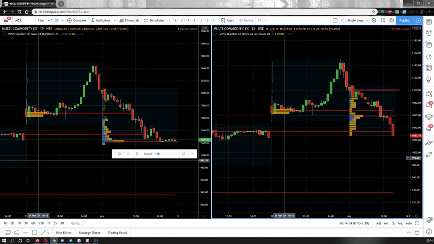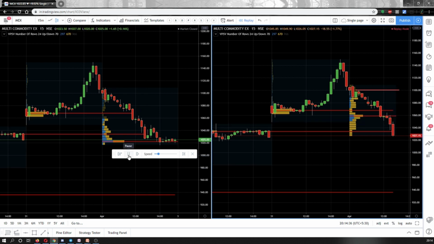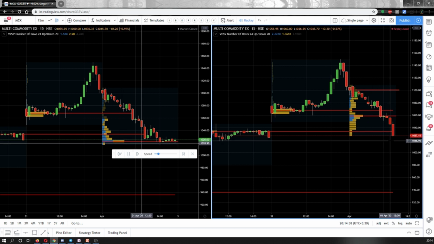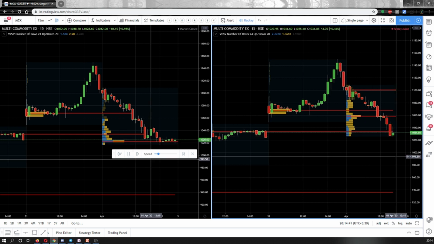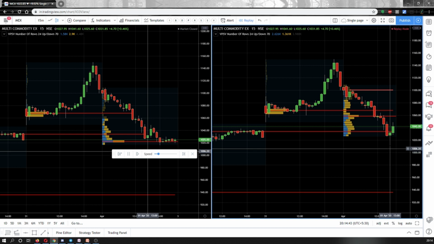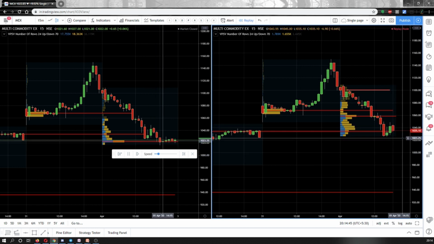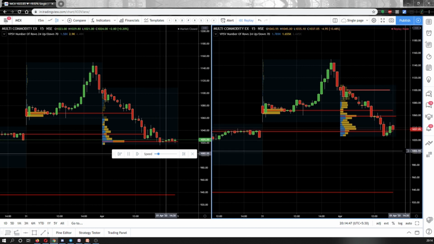So our second entry is also done. Let me play it again. And this is the 12:45 candle. This is the 1 o'clock, 1 p.m. candle, 1:15 candle. See how it is moving. Just see how it is moving.